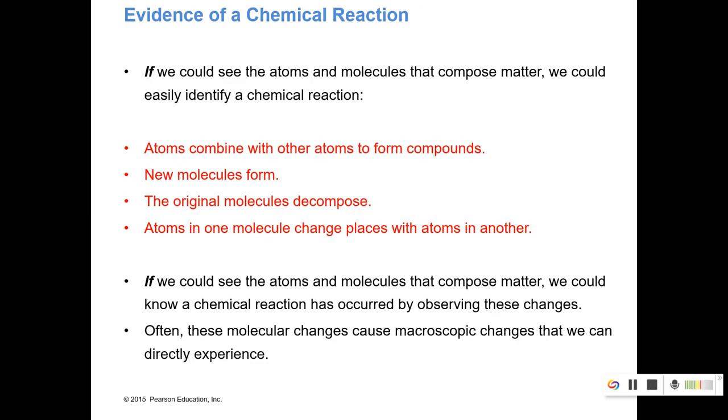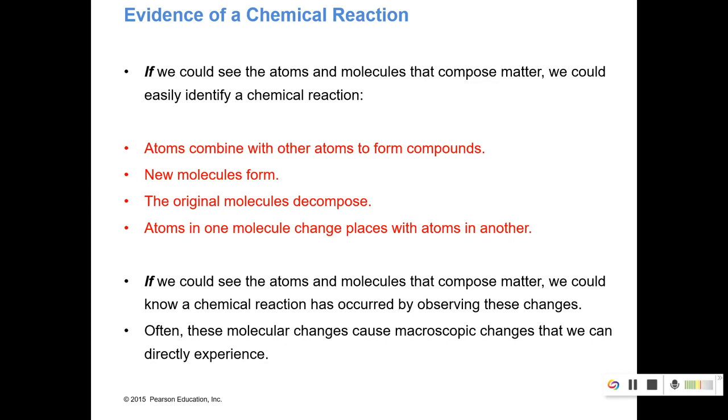So the next thing I need you to write down is evidence of a chemical reaction. There are different types of evidences of chemical reactions. This specifically is for things we cannot see. So this we could see in a reaction if we could see the particles, but otherwise these are not things that we can visibly see.